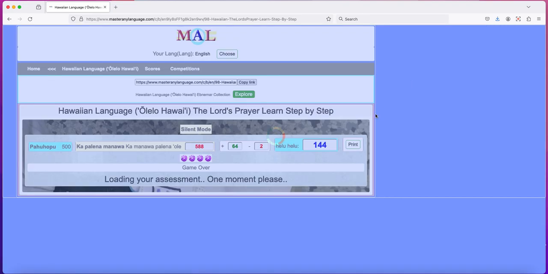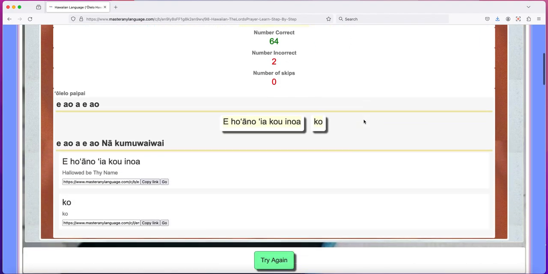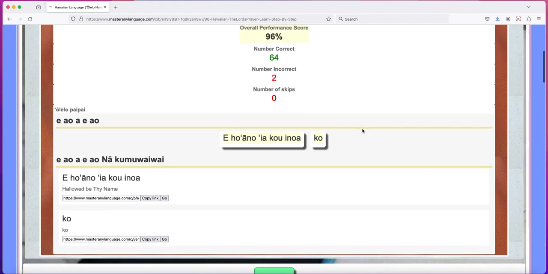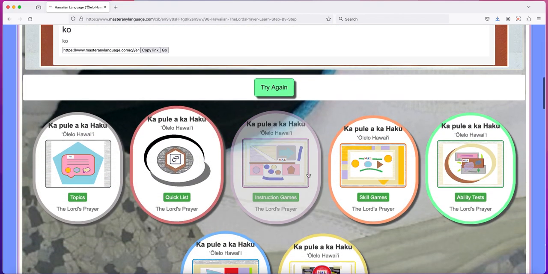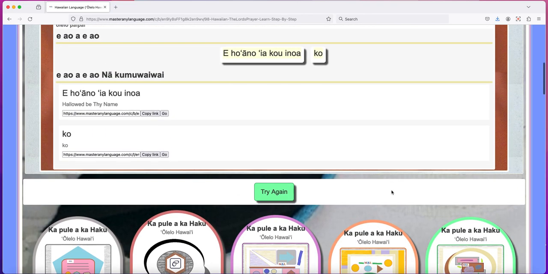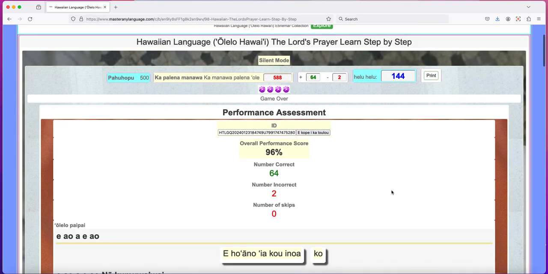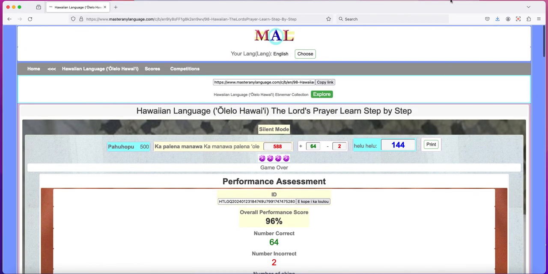We can keep going. There's unlimited time, to kind of get the idea. E ho'ano ya ko inoa. Hallowed be thy name. You can go to different types of games as well: instruction, Lord's Prayer, and skill games. Test if you think you know it. But this kind of helps to familiarize with the words used as well, so we can actually feel comfortable. All right? Have a good day. Bye-bye.